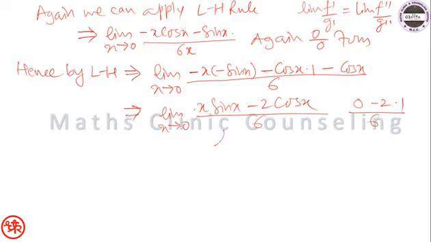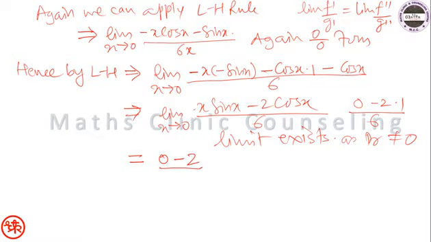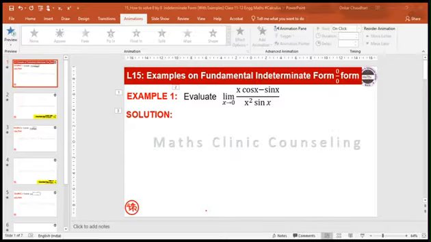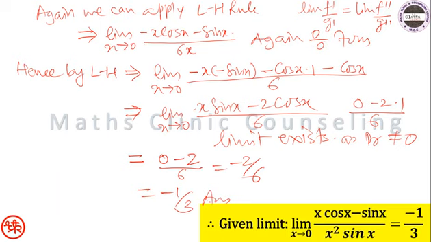So the limit exists, as the denominator is not equal to 0, and therefore it is equal to 0 minus 2 upon 6, that is minus 2 by 6, which is equal to minus 1 by 3. That is the answer, and hence the given limit is minus 1 by 3. Is that clear? So this is the first example.